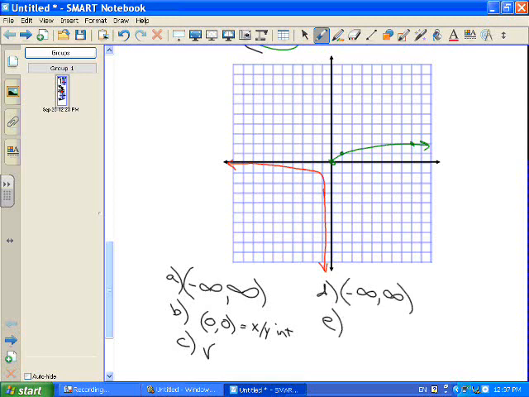And then E wants to know, is it continuous everywhere? Nope. Not continuous on its domain, because I had to lift up my pencil at 0. So this one again is no.